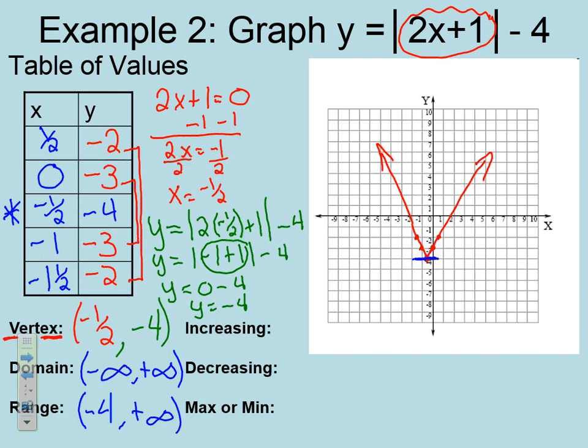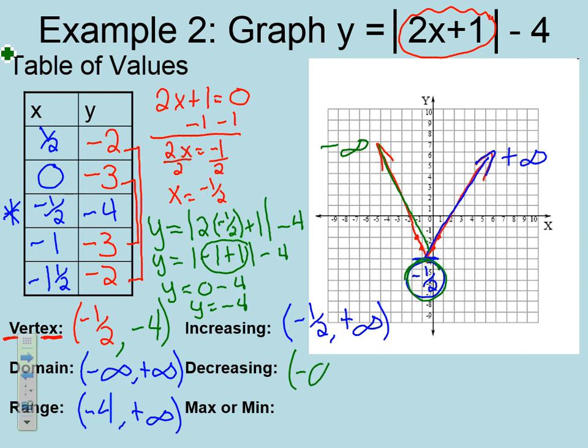Now, increasing and decreasing doesn't change that much at all either. If we look at this one, I'm increasing, so I'm going up from here to here. I'm starting at my x value, which is negative 1/2, and I'm going all the way to positive infinity. So I'm increasing from negative 1/2 to positive infinity, and I'm decreasing because my line's going down, from negative infinity all the way to my x value, which is negative 1/2. So negative infinity to negative 1/2.